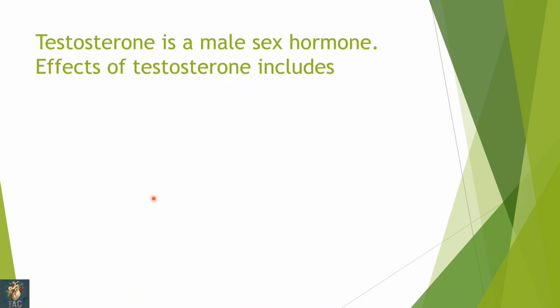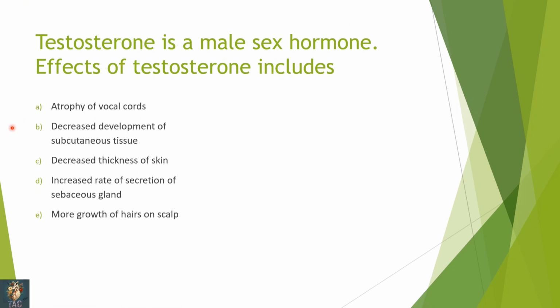Next, testosterone is the male sex hormone. Effects of testosterone include what? Atrophy of the vocal cords? No, it does not cause atrophy. Decreased development of the subcutaneous tissue? Yes, it causes decreased development of subcutaneous tissue. Decreased thickness of skin? No. Increased rate of secretion of the sebaceous gland? Yes, it is true, because it causes increased secretion of the sebaceous gland.